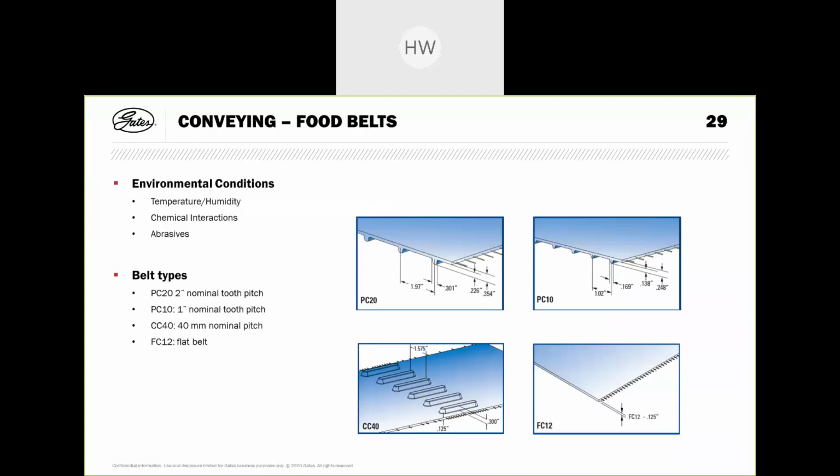We have four food conveying belt types. The most common one is the PC20. It's a 2-inch pitch belt. It's synchronous conveying. A PC10 with 1-inch pitch, and the CC40, which has the tooth only on the center of the belt width, especially fit for draft food conveying, and also, of course, the flat belt FC12 or FC9.